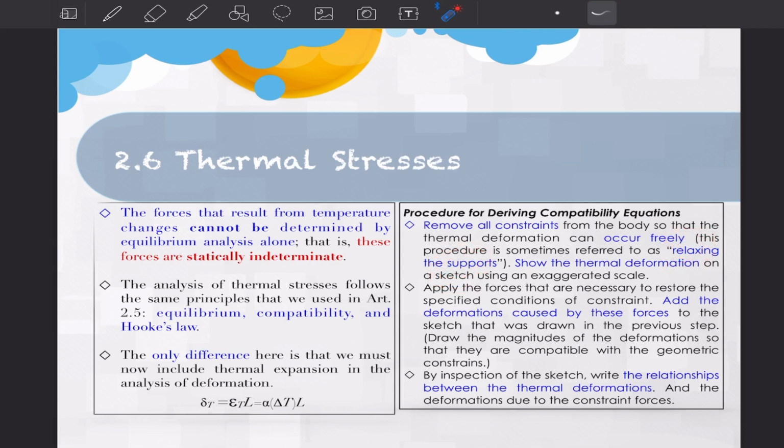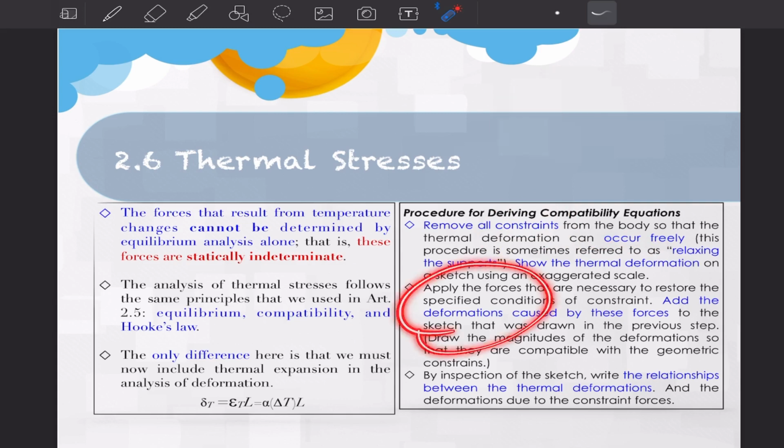So pag mag-analyze ka og problem nga naay change in temperature, ang first nimo buhaton is tanggalon nimo tong kung unsa tong mga naka-restrict sa iyaha nga dili siya maka-deform, imo to siyang tanggalon. Imo rin siyang ipa-deform freely. Tan-awon din nimo unsa iyahang deformation due to the change in temperature.